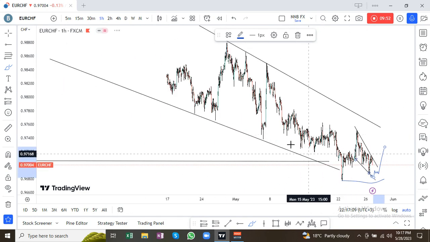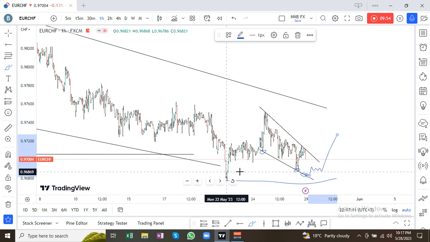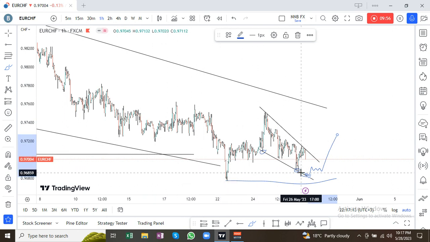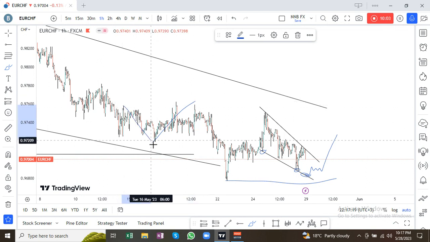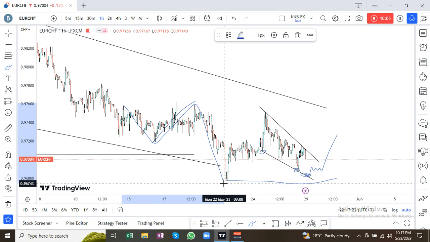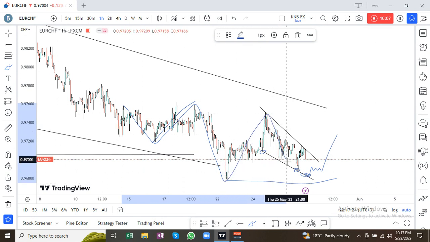So we can also see that if it reverses from here, the structure will be a head and shoulders. You can see the left shoulder. This looks like the left shoulder. This is the head, and this might be the right shoulder for the market to continue going back up.